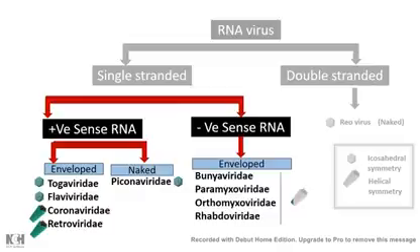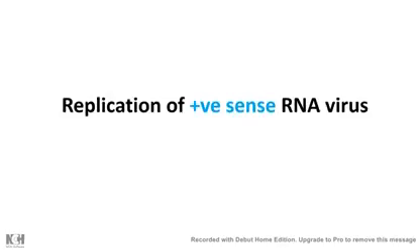Inside the single-stranded classification of RNA viruses, there could be positive sense RNA viruses or negative sense RNA viruses. A positive sense RNA virus and a negative sense RNA virus use different strategies to replicate inside the cell and to assemble inside the cell. So we would understand the processes at the end of this video. So stay tuned till the end of the video. So let's talk about the replication of positive sense RNA virus first, and then we talk about the negative sense.